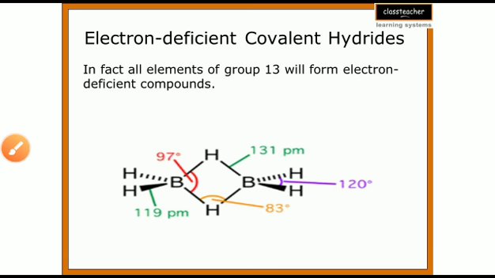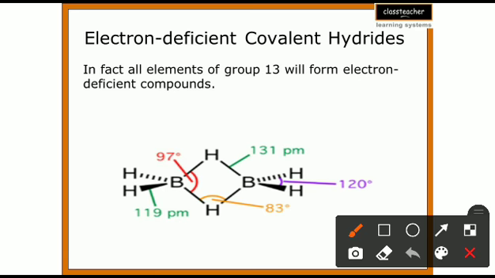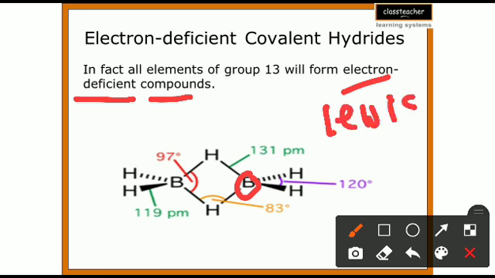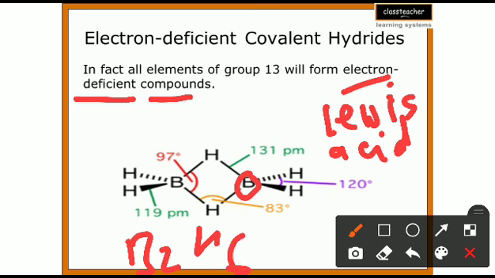First, electron deficient covalent hydride. Here all the elements of group 13 will form electron deficient compounds. That means what happened here? This boron forms a bond with hydrogen. This boron has a smaller number of electrons, and that's why it acts as a Lewis acid. Okay, this is the structure of diborane, B2H6.